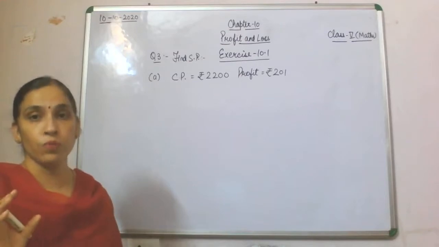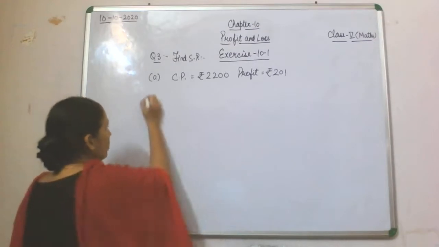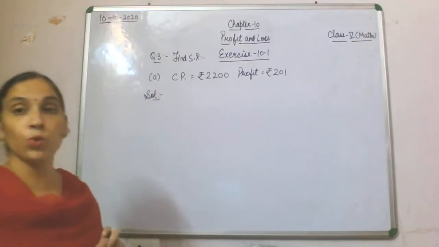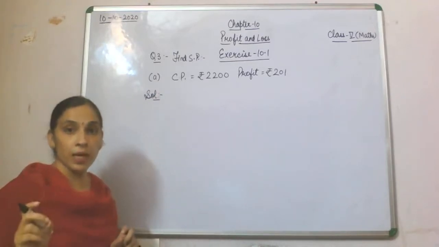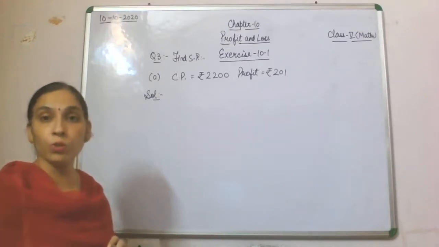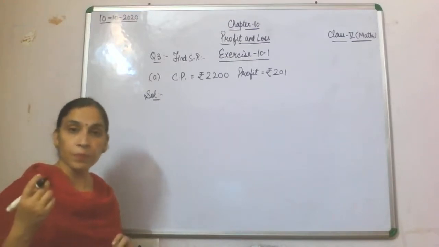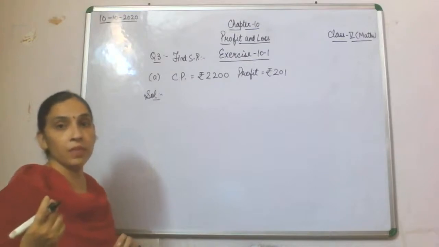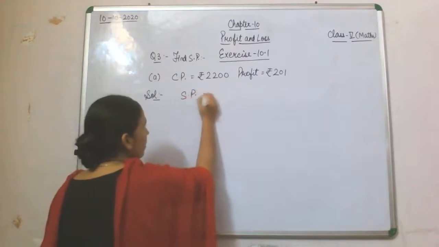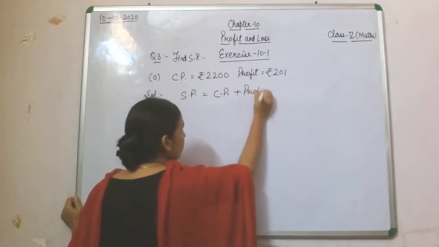Now what you are supposed to find out? You have to find out selling price. So the formula I have told you. Whenever you want to make profit, you are going to sell that particular item for more than cost price, and whenever the word more comes, it means you are going to add that profit in cost price. So the formula will be selling price is equal to cost price plus profit.